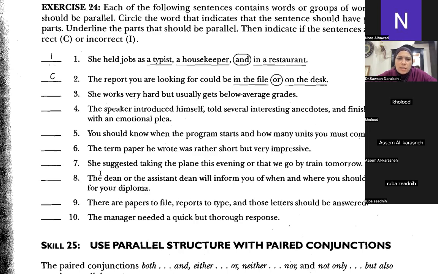Yes, why is it usually? Usually, no problem. It works. You know what we want to look at? Usually. Listen to me, Dr. Noura.